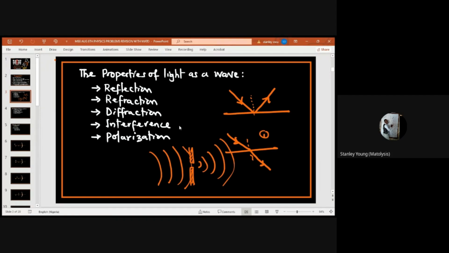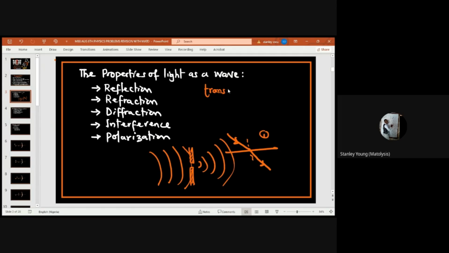Then we have interference. Interference itself is described as the overlapping of two waves. When two waves overlap, in simple terms, we say an interference has occurred. We'll talk more on this later. I'll be more specific later. Then we have polarization. The polarization of a wave is a restriction in the vibration of a wave to a plane. If you can recall, that's what? Transverse waves.